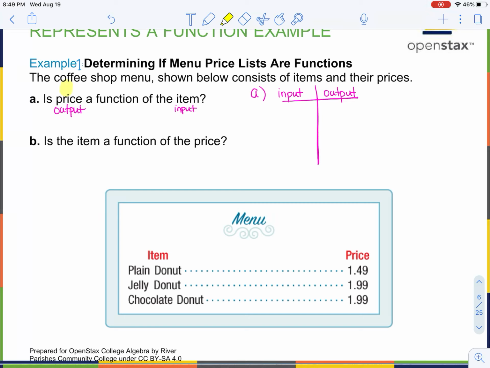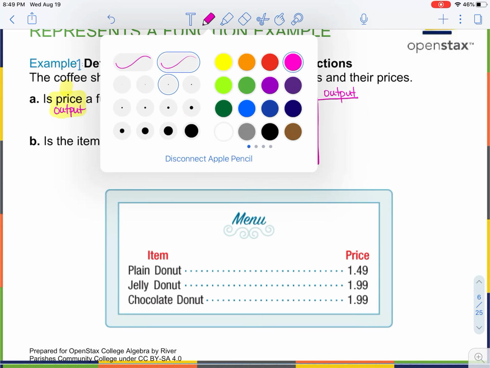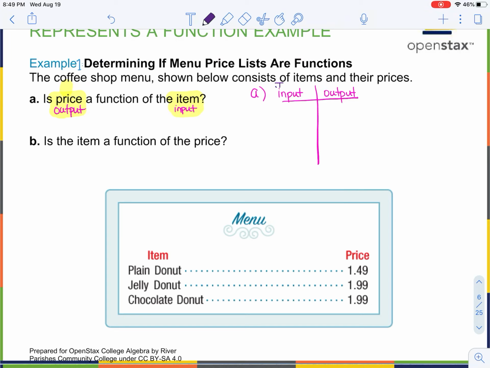So in this case, price is output and item is input. It all has to do with the order they worded this question in. So is output, or the price, a function of the input, which is the item? So in this case, let's write above here that this is the item and this has to be the price.